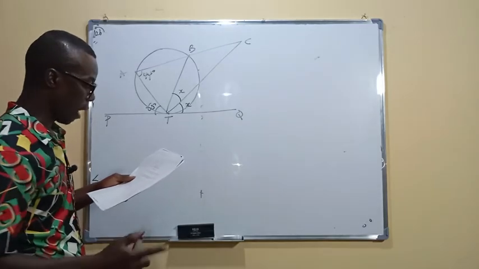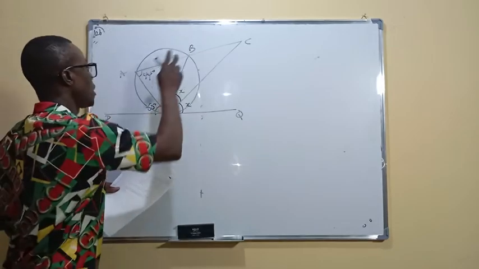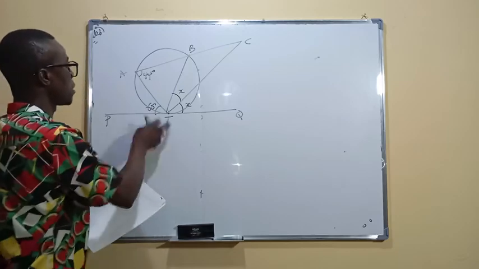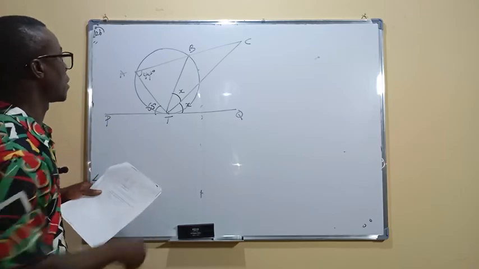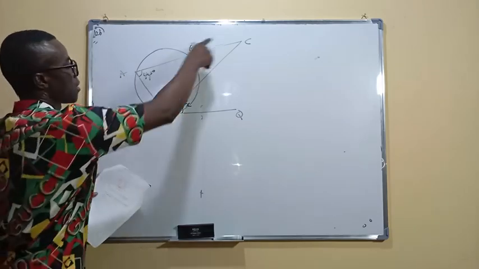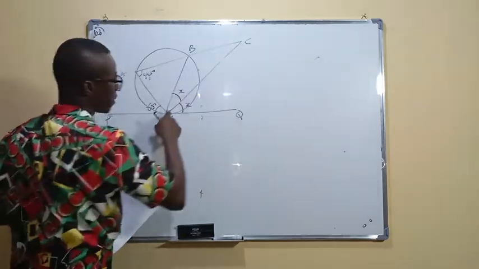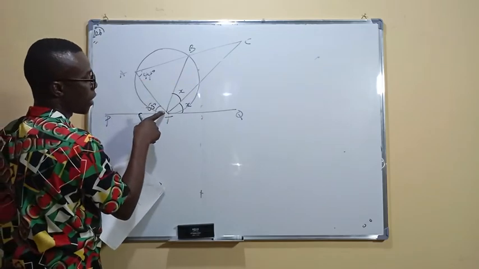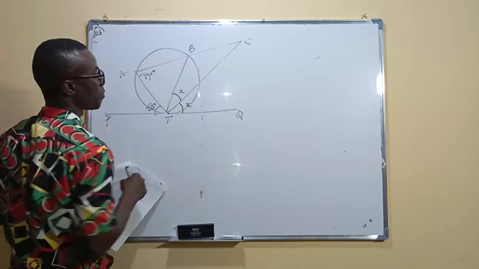TC bisects angle BTQ. Now, angle BAT is 44 degrees, and angle PTA is 60 degrees. So find angle ACT. Now you can see triangle ACT already. We have 44 here, and we have to find this angle. This is what we are looking for.